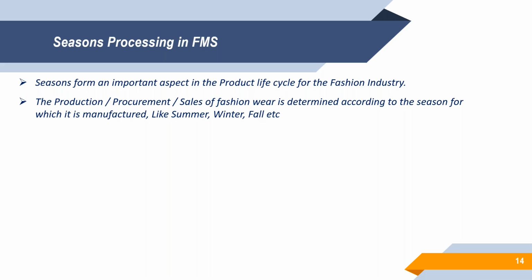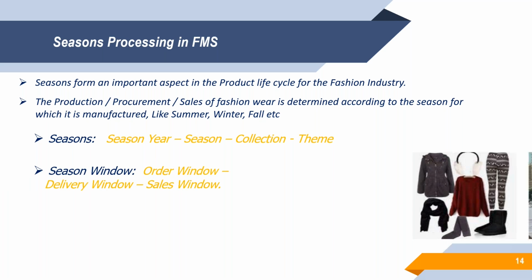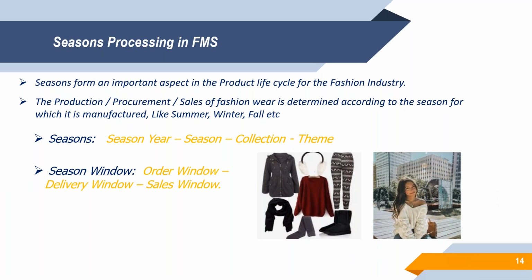And here we can maintain from when to when you'd like to sell this particular product, when to when you want to procure this product, or when to when you would like to produce this particular product. And based on those dates that you maintain, when you're running the transactions, the system will have better control. If you can see here, the seasons are divided into 4 different areas, like the season year, season collection, and theme. And we maintain the season windows for each of the functionalities.